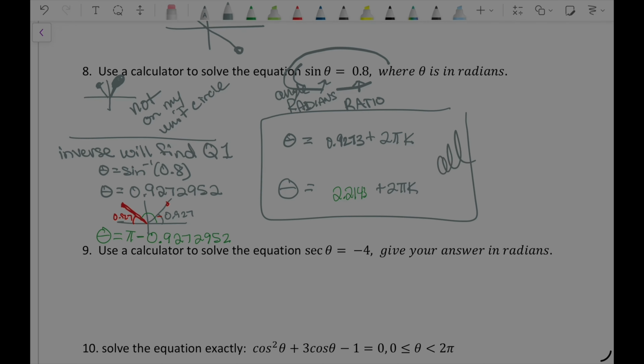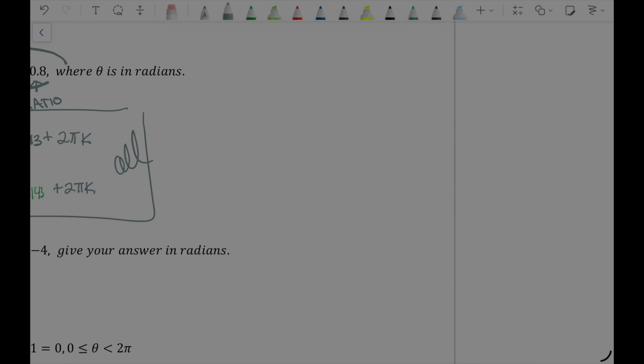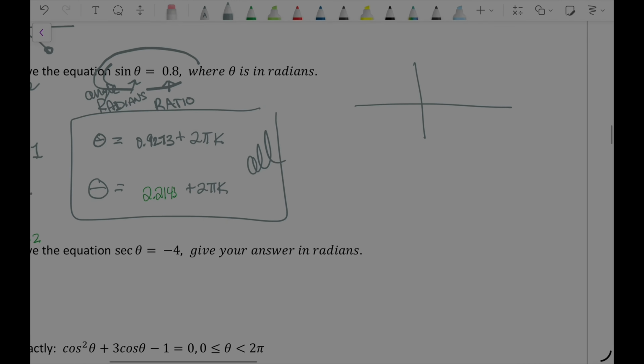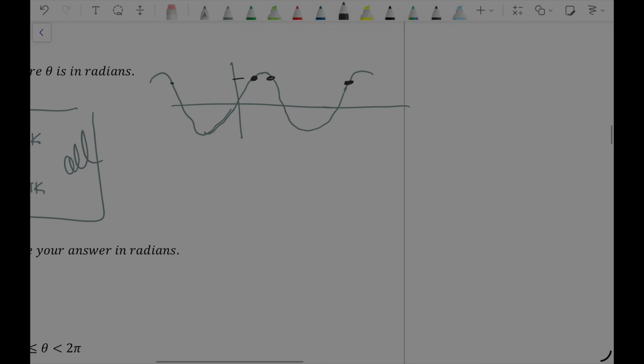We had to use inverse to find one, use our brains and kind of a visual image to find the other. Okay? I would like to show you one other way that students have done this. They understand that you'll find one and the other one is up to you to find. With our calculators, what if you could take a graphing calculator? This is a sine curve. So the sine curve, remember, looks like this. 0.8, it's not quite 1. So my 0.8 is going to happen here, and here, and here, and here.